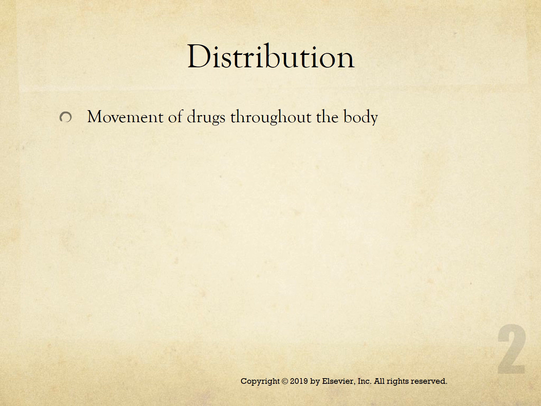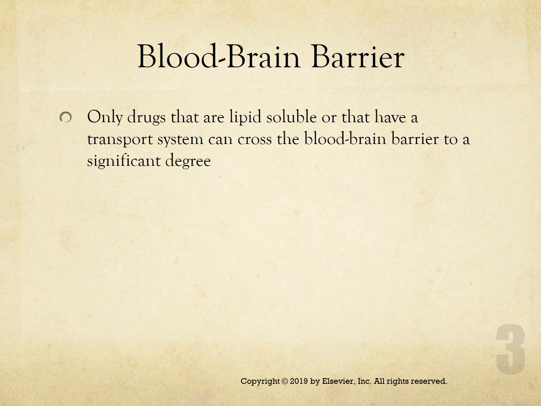Distribution is the next area, and that is the movement of the drugs throughout the body. You have the blood-brain barrier. Remember, only drugs that are lipid soluble or that have a transport system can cross the blood-brain barrier to a significant degree. And again, like I said, that's very important for the patient when they have an infection in the brain or meninges. You need to make sure that the medication that's going to be given can cross the blood-brain barrier.